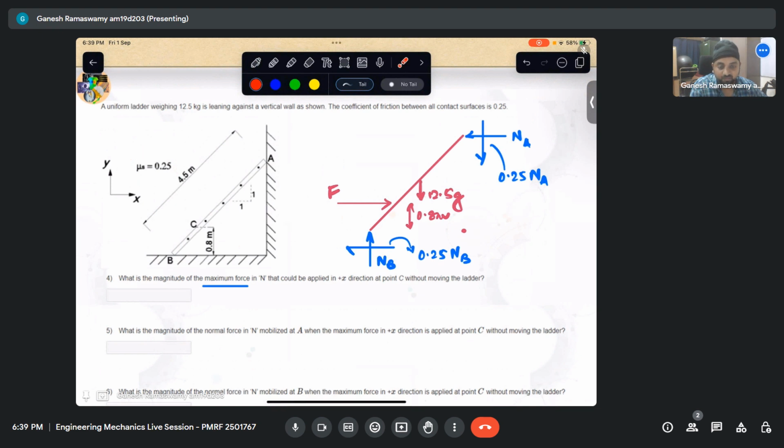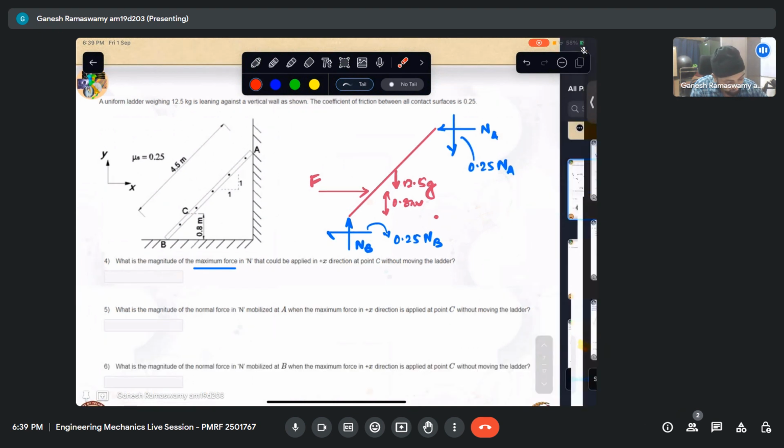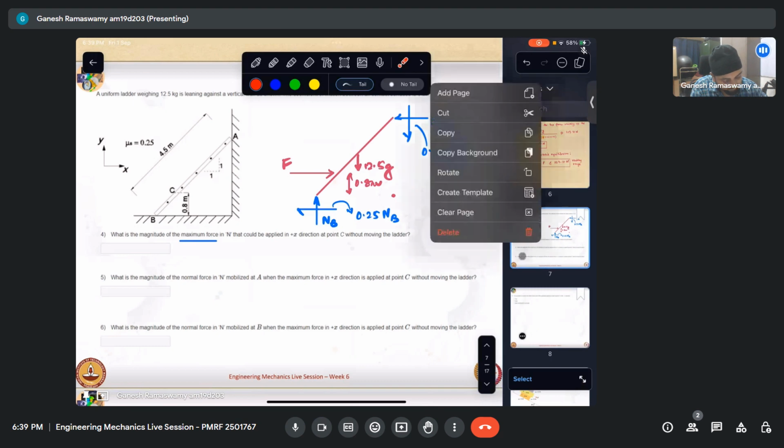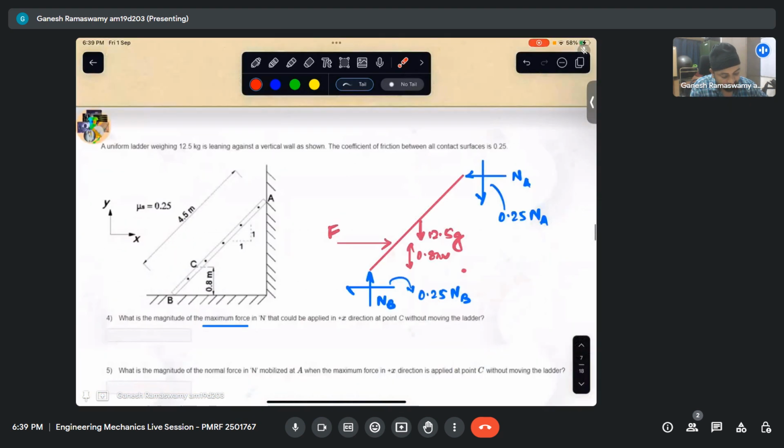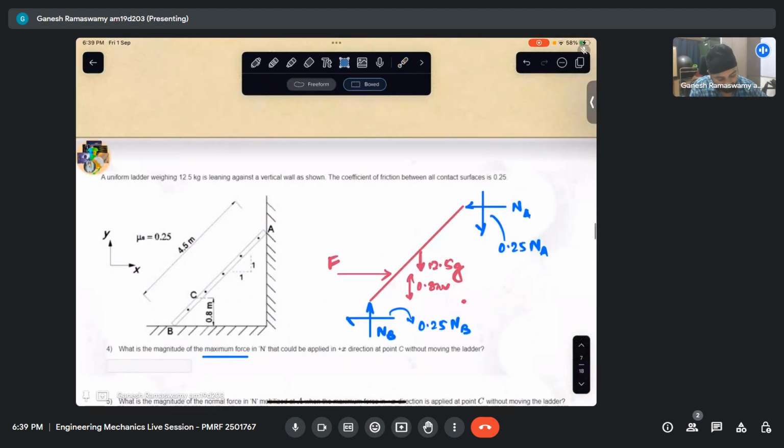So have we accounted for all the forces here? Yes. We have accounted for the force that we are applying at C. The distance of C is given to be 0.8 meters. And then we have the weight of the ladder, the normal force, and the frictional force with the correct direction gauged from the physics of the problem. So the free body diagram is complete. Now it is just a matter of solving sigma Fx, sigma Fy, and moment equaling 0.